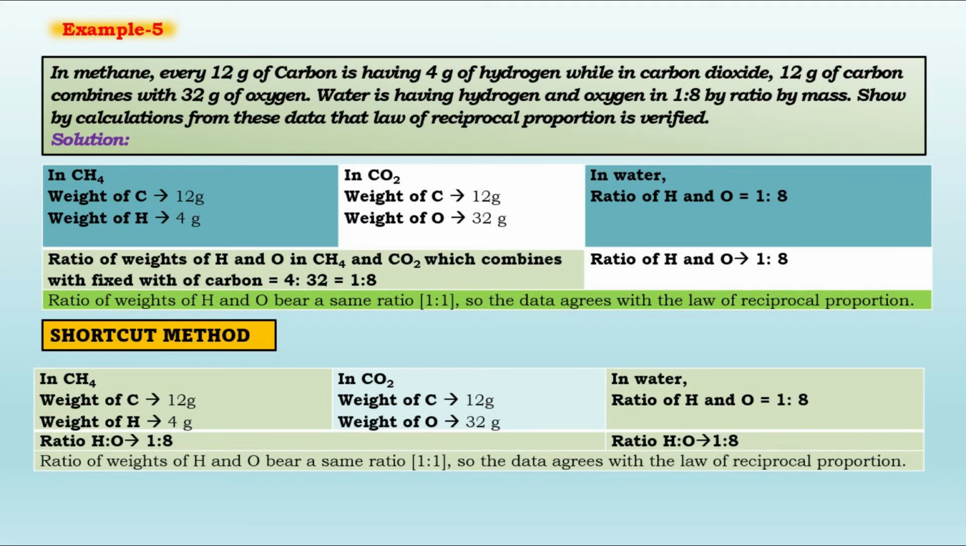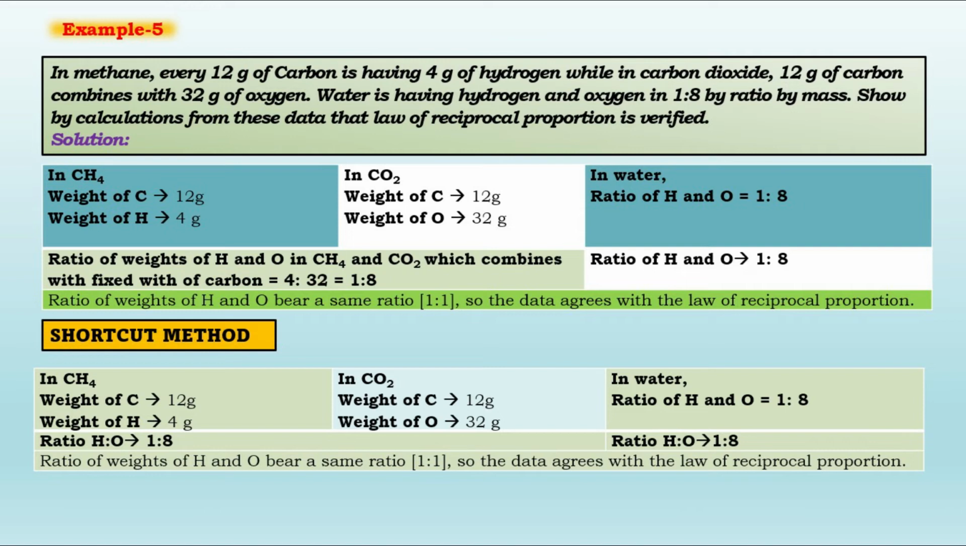Example 5. In methane, every 12 gram of carbon is having 4 grams of hydrogen, while in carbon dioxide, 12 gram of carbon combines with 32 gram of oxygen. Water is having hydrogen and oxygen in 1:8 ratio by mass. Show by calculations from this data that the law of reciprocal proportion is verified.